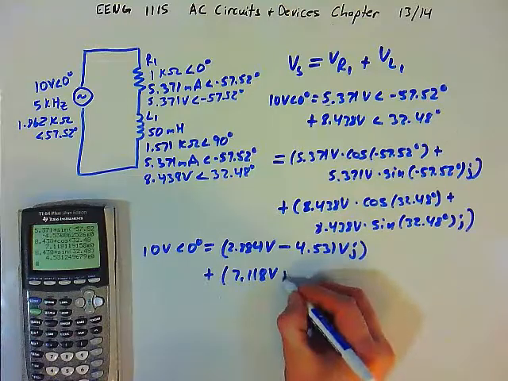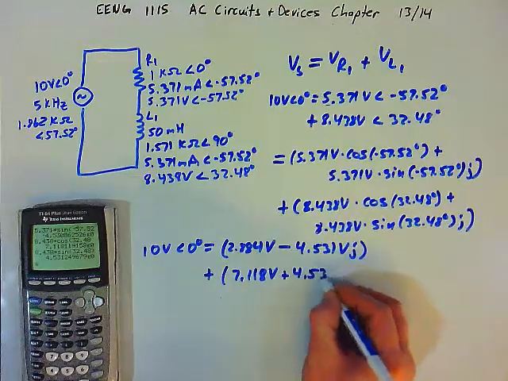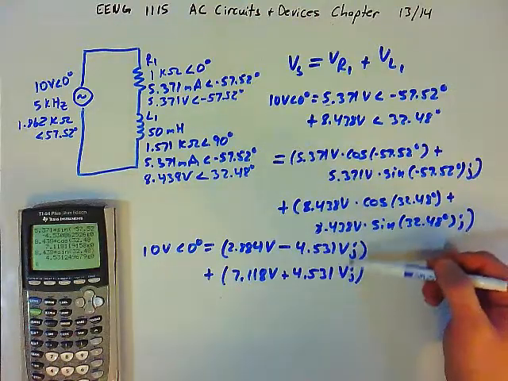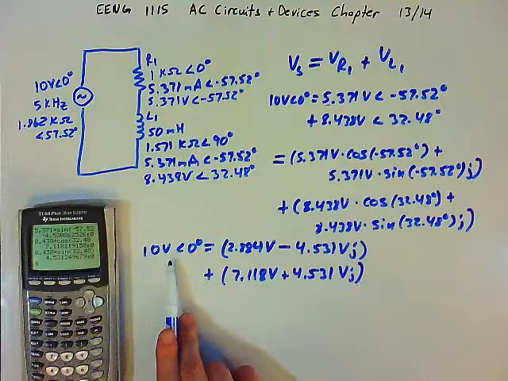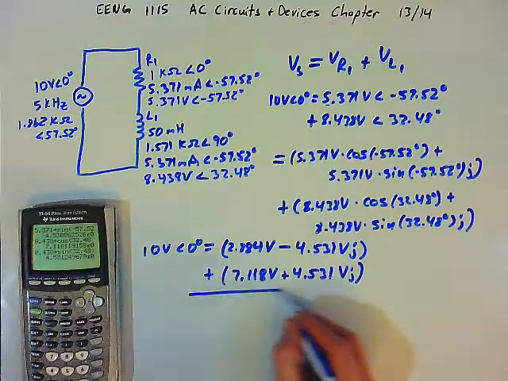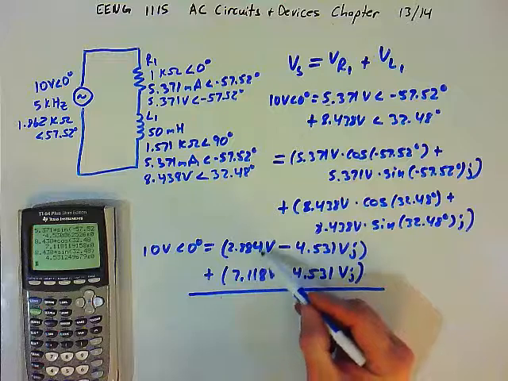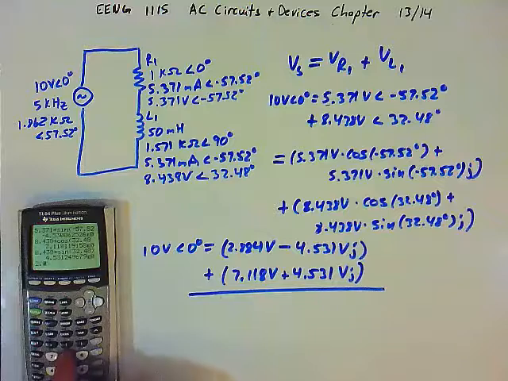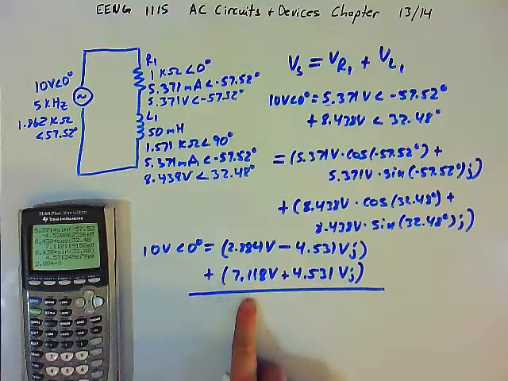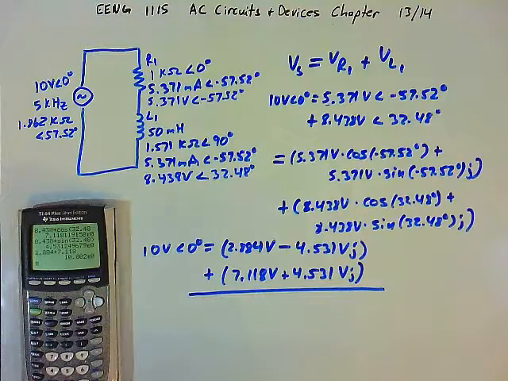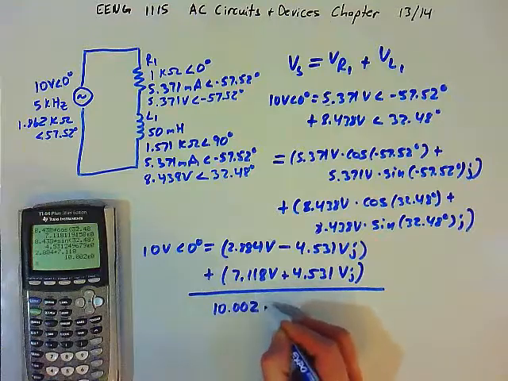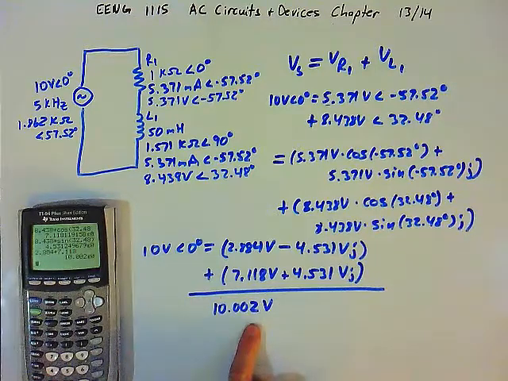And we get a positive 4.531 volts J. And so we think that when we add these together, we should get 10 volts at 0 degrees. And so when we add these together, we add the X components together, we add the Y components together. And so I have a positive 2.884, and I'm adding to that 7.118, and we get 10.002 volts. That's just a little bit of rounding error.